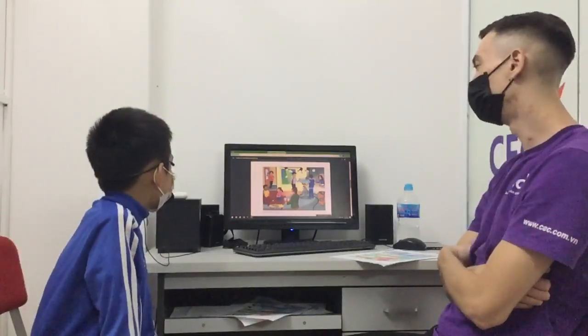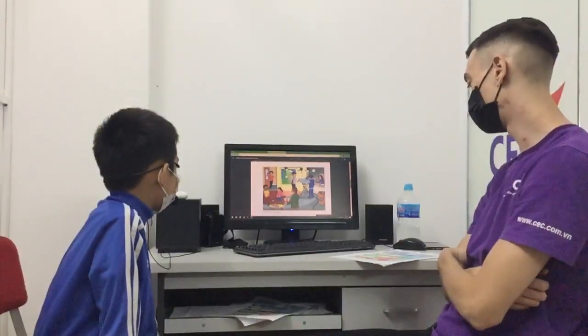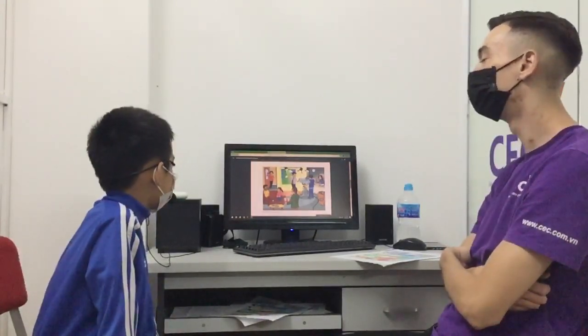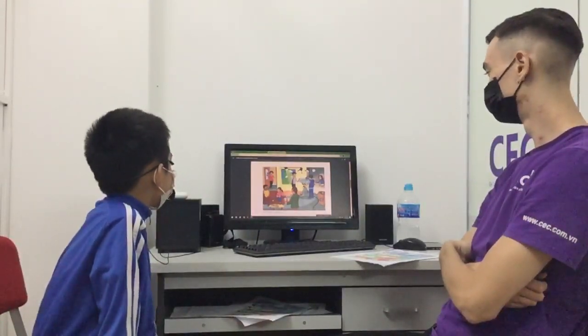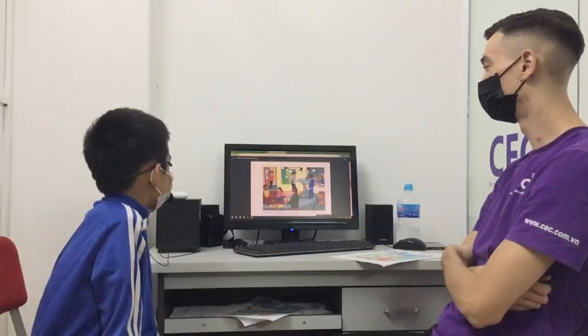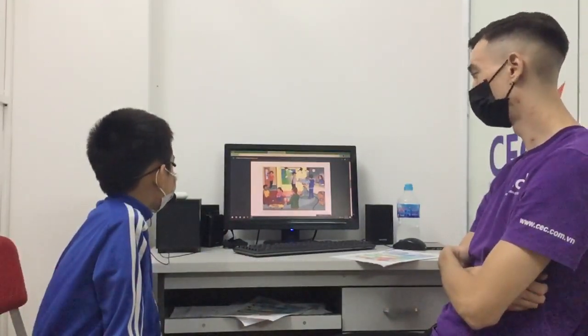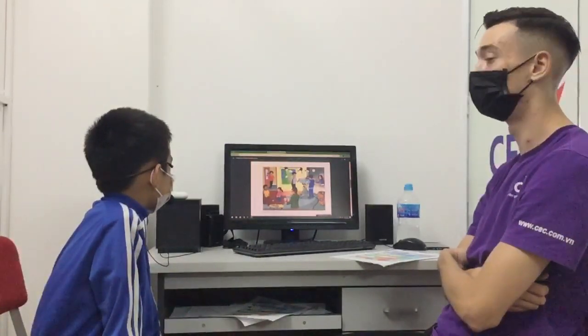Okay. Under the clock, there is a woman working in a blue shirt. In my picture, she is talking on the phone. But in my picture, the woman is typing on the computer.